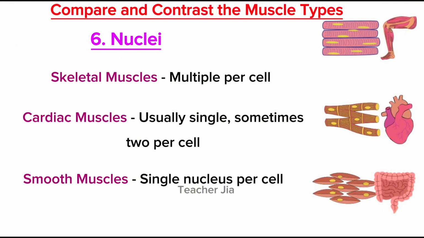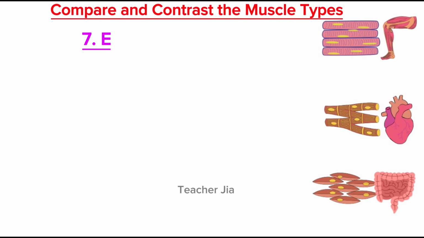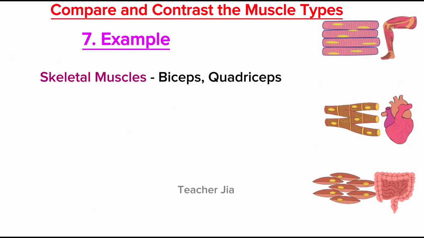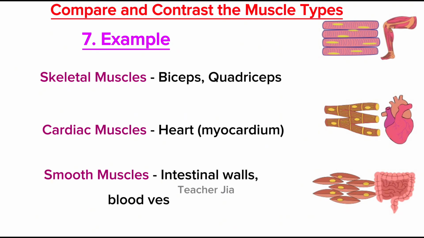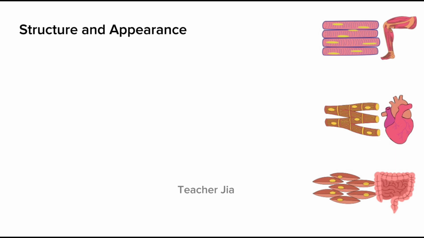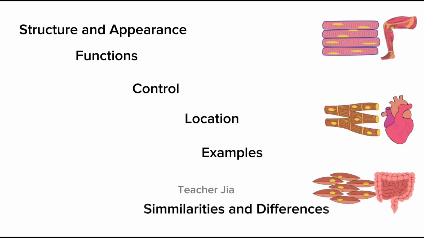And lastly, you can compare and contrast the muscle types by examples. You can say examples of skeletal muscles are biceps and quadriceps. For cardiac muscles, you can say the heart or myocardium. And for smooth muscles, you can talk about the intestinal walls and blood vessels. So that is the end of our topic for today about types of muscles. We've grouped them in terms of structure and appearance, functions and regulation, control by which we mean voluntary and involuntary. We've seen where they're located and also examples, similarities and their differences.